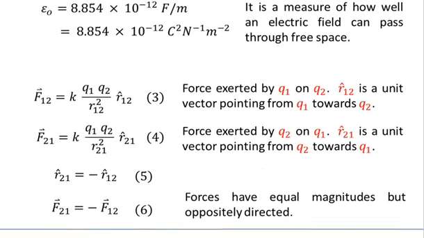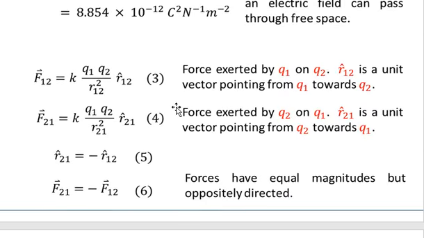We can also write this equation, that is equation number 3, in another form, that is F21 is equal to K into Q1 Q2 over R21 squared multiplied by unit vector R21. So R21 is a unit vector which points from the position of charge Q2 towards the position of charge Q1. So this is the force exerted by Q2 on Q1. R21 is a unit vector pointing from Q2 towards Q1.